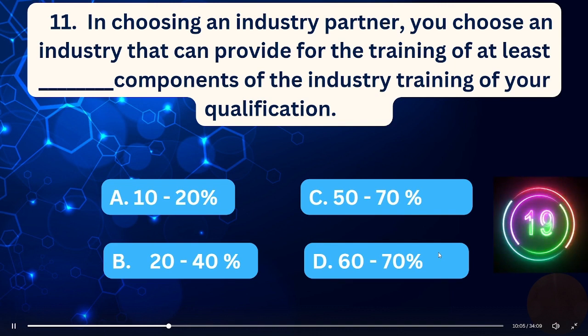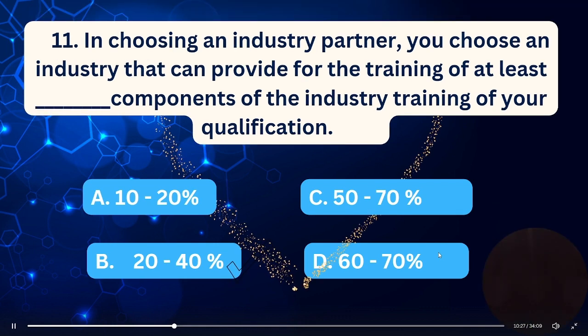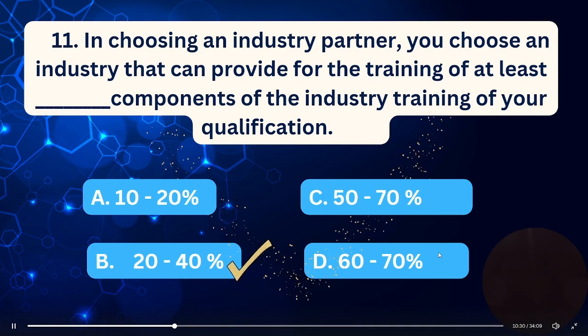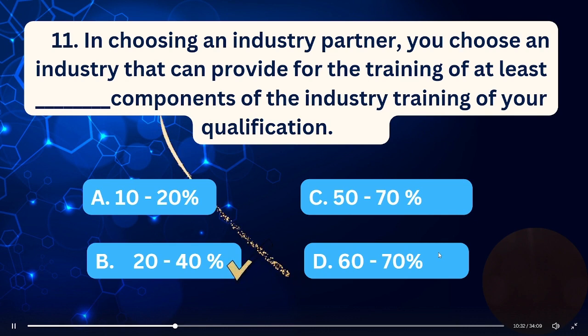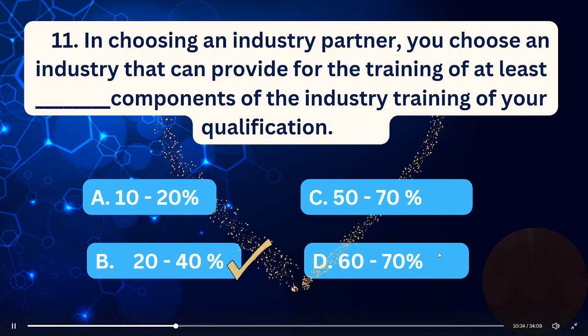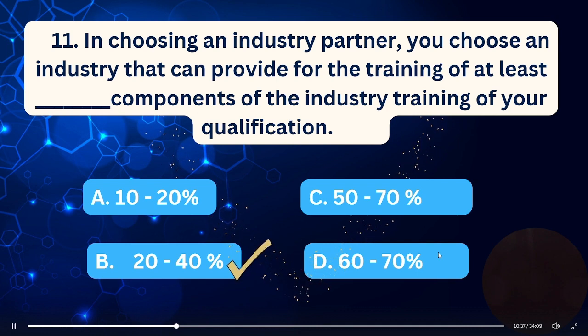Number 11, in choosing an industry partner, you choose an industry that can provide for the training of at least blank components of the industry training of your qualification. A. 10 to 20%, B. 20 to 40%, C. 50 to 70%, and D. 60 to 70%. In choosing an industry partner, you choose an industry that can provide for the training of at least 20 to 40% components of the industry training of your qualification.